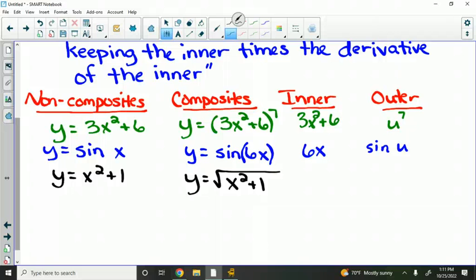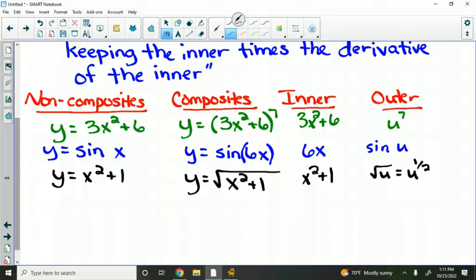The inner part is x squared plus 1. And the outer part is the square root part, so we'll do square root of u. And if you want, you can also write it as a 1/2 power, either way. So today, when we go to derive, before we derive it, we'll be picking out the inner and the outer, so we can do this formula.